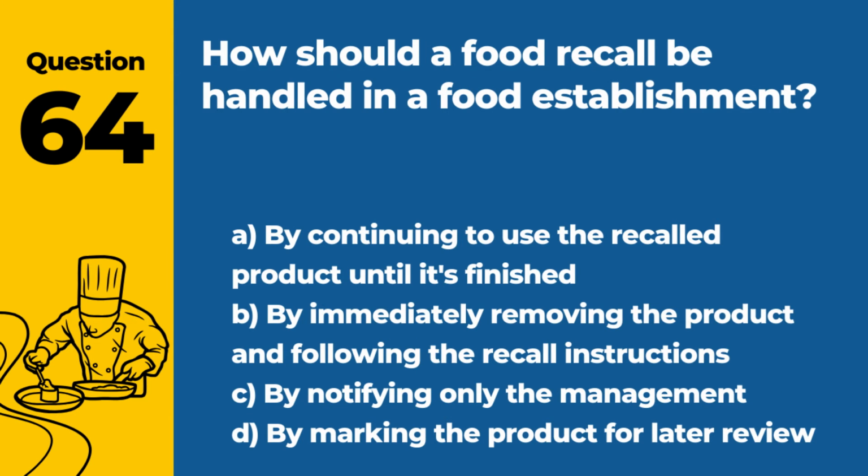Question 64. How should a food recall be handled in a food establishment? A. By continuing to use the recalled product until it's finished. B. By immediately removing the product and following the recall instructions. C. By notifying only the management. D. By marking the product for later review. Answer. B. By immediately removing the product and following the recall instructions.